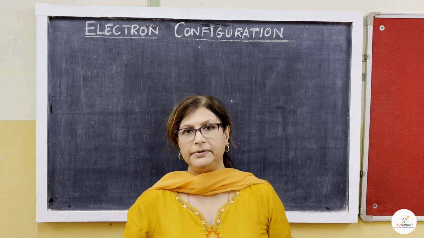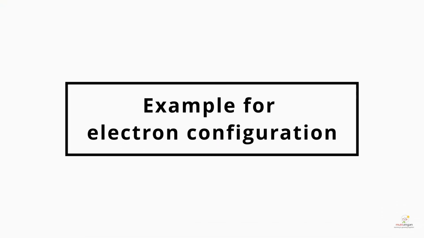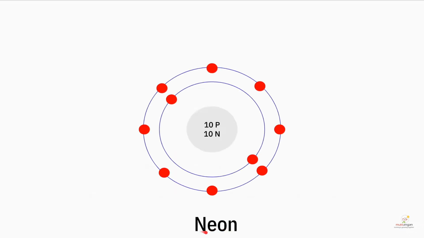Let's look at an example that you have already learned. This is a neon atom. As you know, neon has 10 electrons. So if we do the electronic configuration of neon, you know that it will be 2 and 8. The inner orbit will hold 2 electrons. This is 1 electron and 2 electrons. And the remaining 8 electrons will be in the outer orbit. That's 1, 2, 3, 4, 5, 6, 7 and 8.